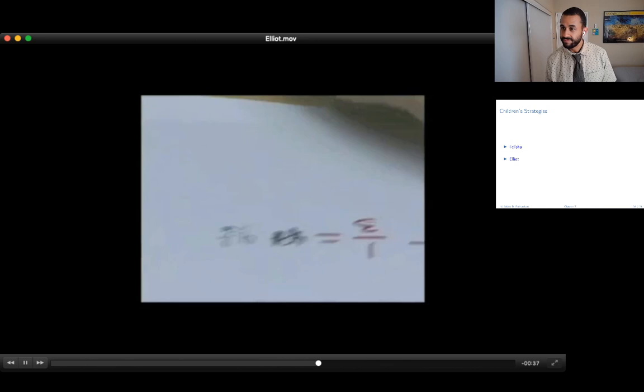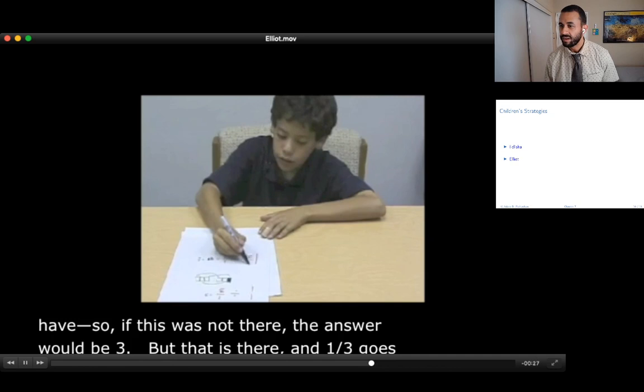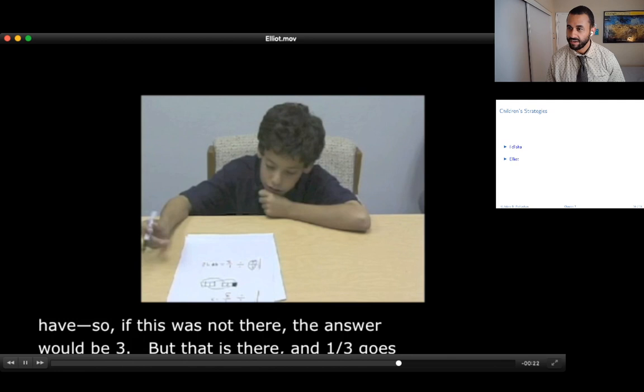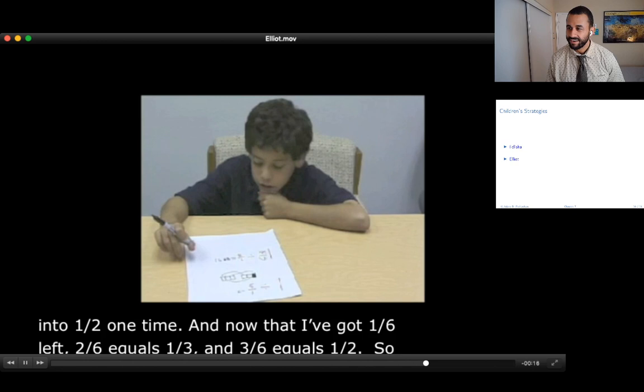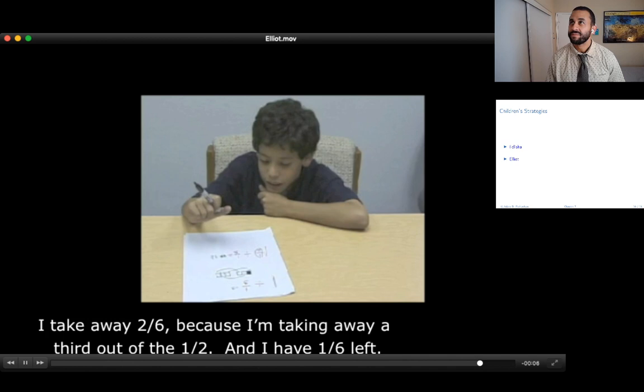Can you explain your answer? Like up there, all you did was add 1/2, so the answer was 3 if this was not there. But that is there, and 1/3 goes into 1/2 one time, and now that I've got 1/6 left, 2/6 equals 1/3, and 3/6 equals 1/2. So I take away 2/6 because I've taken away 1/3 out of the 1/2, and I have 1/6 left.